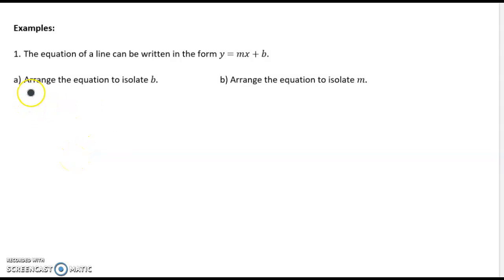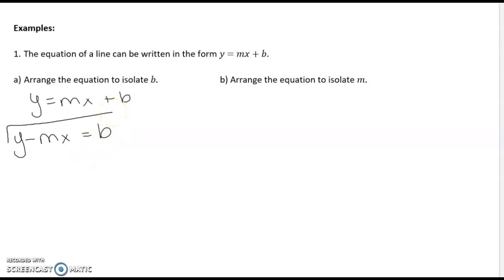I'm going to start with writing the original equation, y equals mx plus b. Right now, we want to isolate b, which means you want to solve for it. So we're going to move everything that is not b onto the other side. This mx, right now it's a positive mx, so when you bring it over, it becomes a negative mx. So I'm going to have y minus mx equals b. Okay, so that one was pretty straightforward.